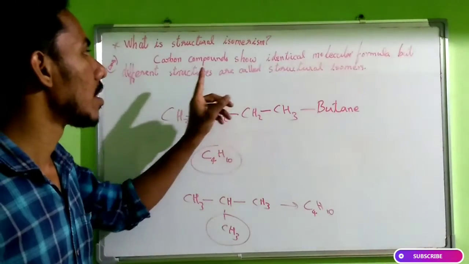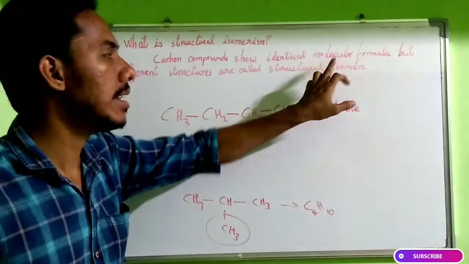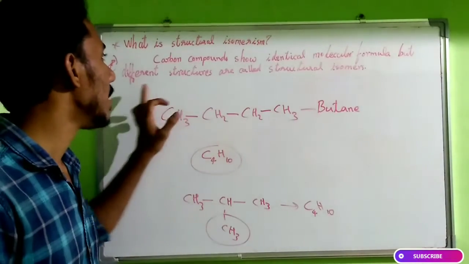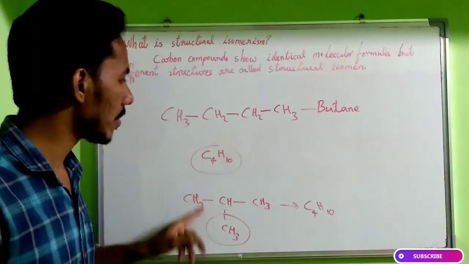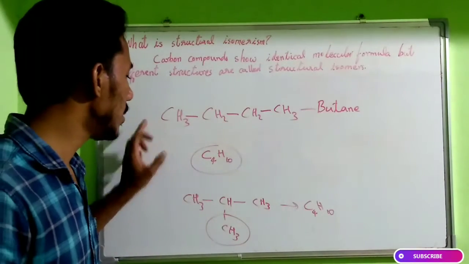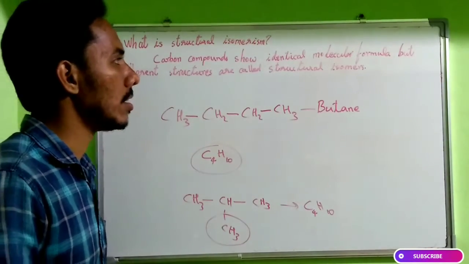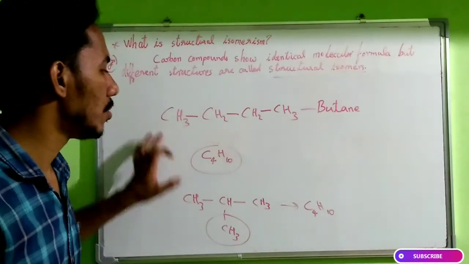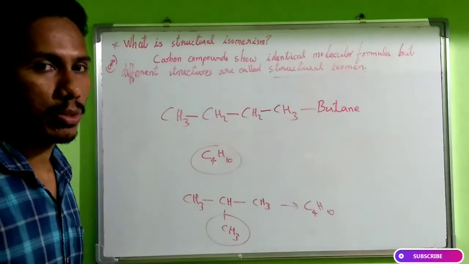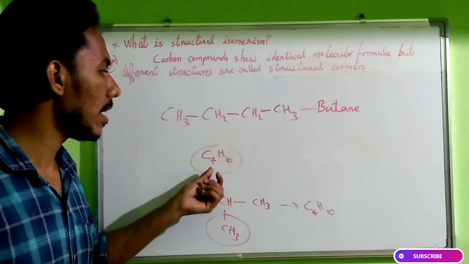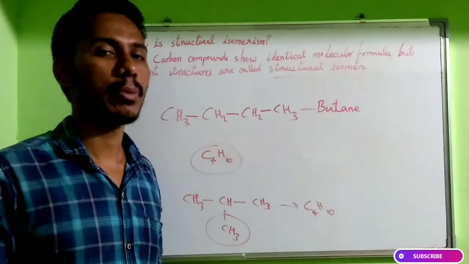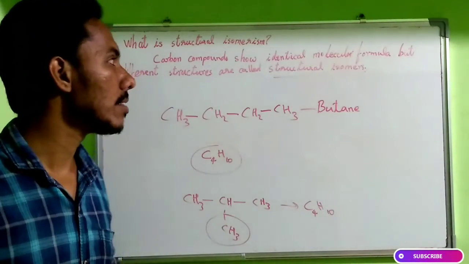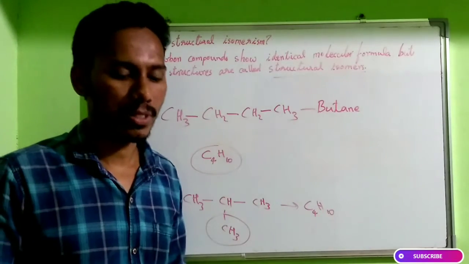So our definition: carbon compounds that show identical molecular formula, the same molecular formula but different structures. It is a different structure. So these two are called structural isomers of butane. These two are structural isomers. Okay, I think you get the idea. Same molecular formula but different structural formula. That is structural isomers.